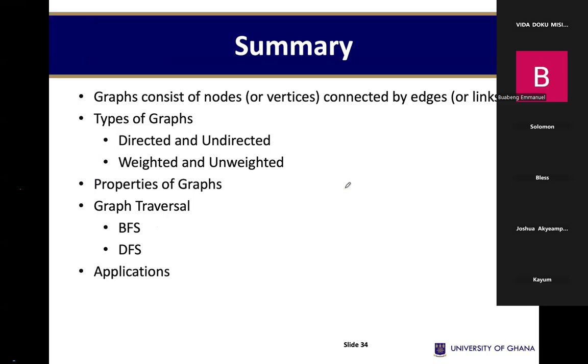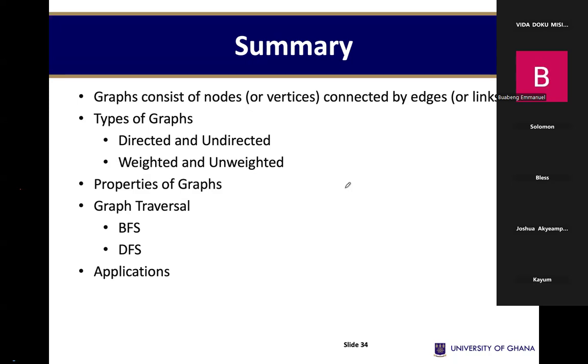Basically, graphs are a defined set of vertices and edges, okay? And then at the end, we also saw that there are directed and undirected graphs, and weighted and unweighted graphs. Then we also saw the fact that a tree is a type of graph, but basically it's a type of acyclic graph. And then we were also looking at the properties.